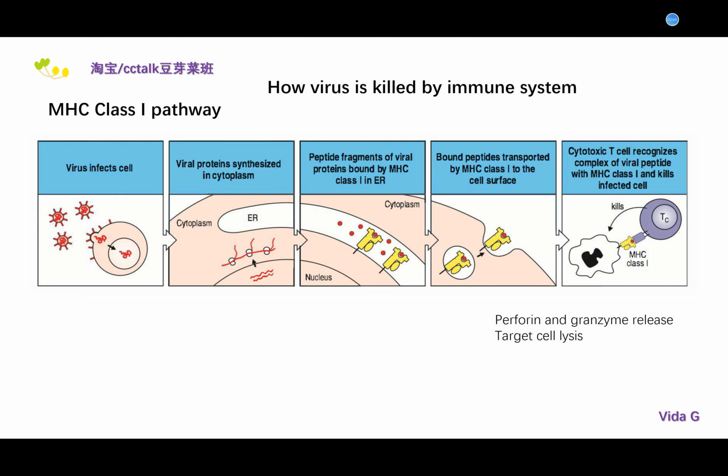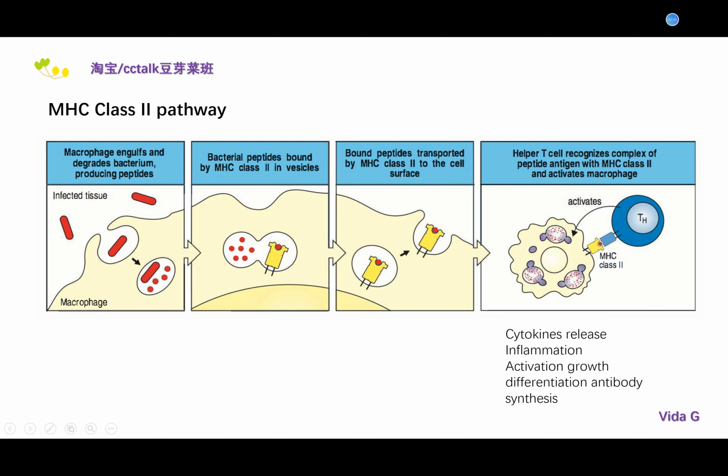As soon as the molecule is recognized, the cytotoxic T cell is activated, and then it will release perforins and granzymes, which will kill the infected cells, because the perforins and granzymes will cause target cell lysis. And now, the MHC class 2 pathway.